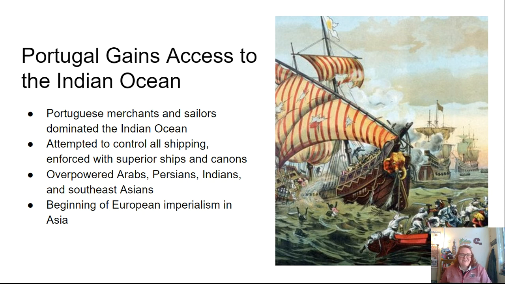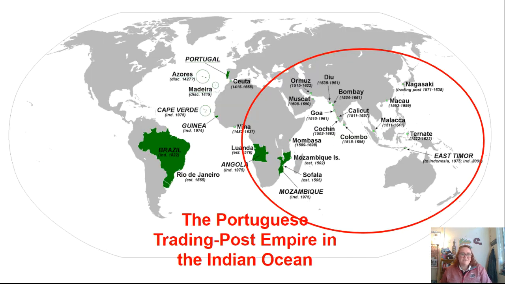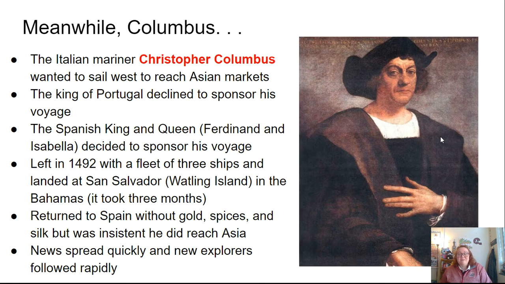So Portugal gains access. So the Portuguese merchants and sailors would end up dominating the Indian Ocean. They attempted to control all the shipping and it was enforced with superior ships and cannons. They overpowered the Arabs, Persians, and Indians and Southeast Asians. And this essentially was the beginning of European imperialism in Asia, and it would go downhill for Asia after this.